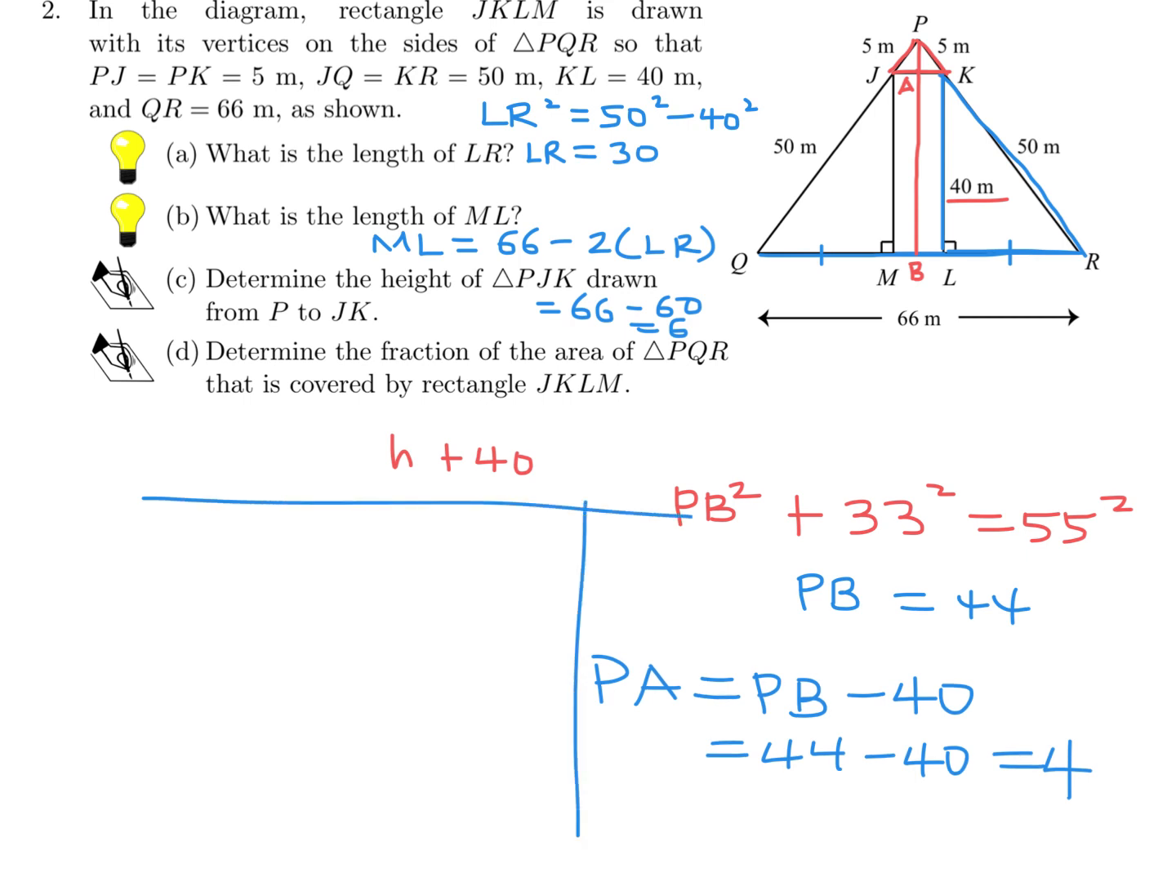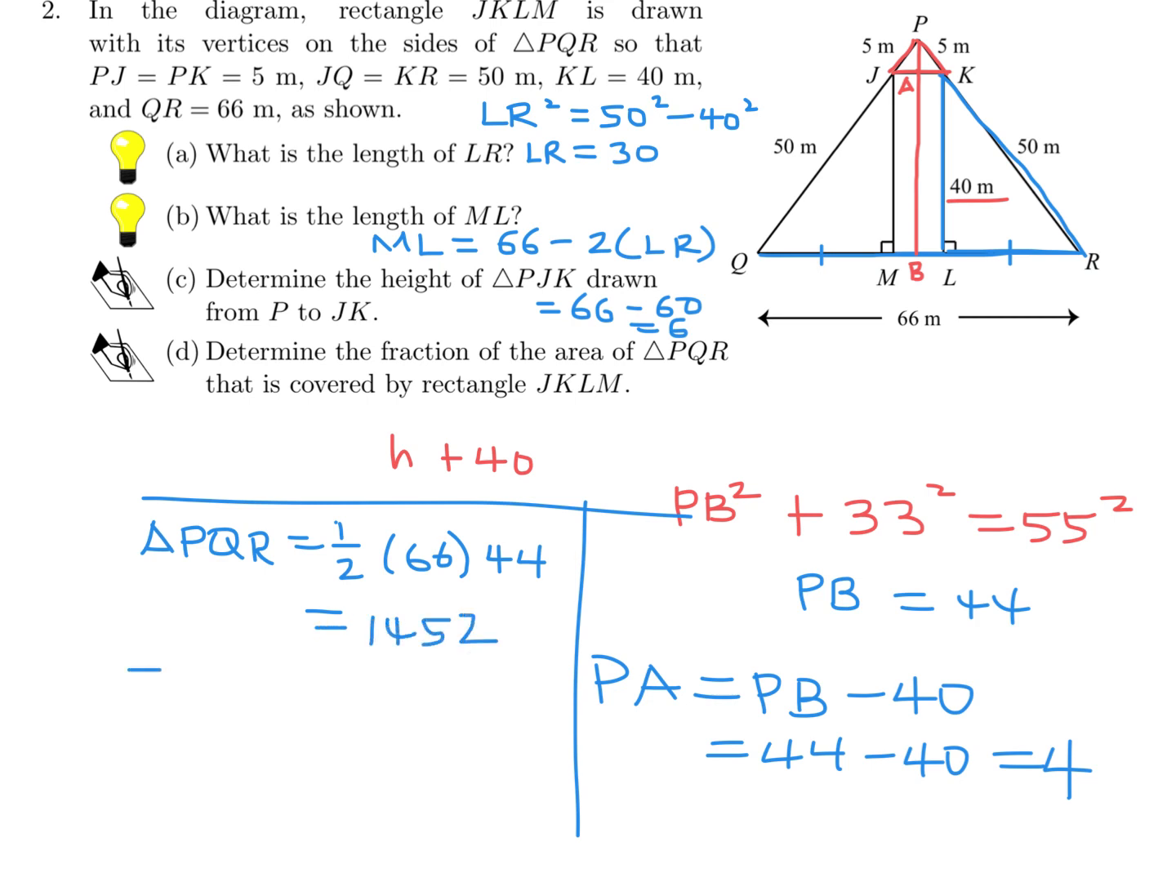And finally, part D, determine the fraction of the area of PQR that is covered by rectangle JKLM. Okay, so the triangle PQR, that's 1/2 base times height. So base is 66, and the height was PB, right? And that's 44. So that is 1452.